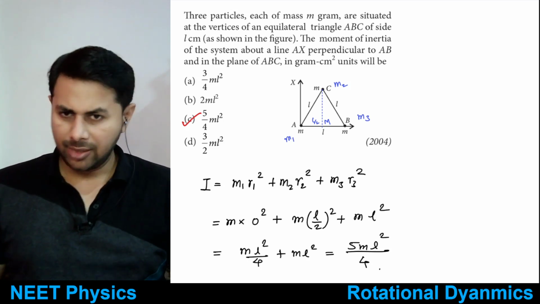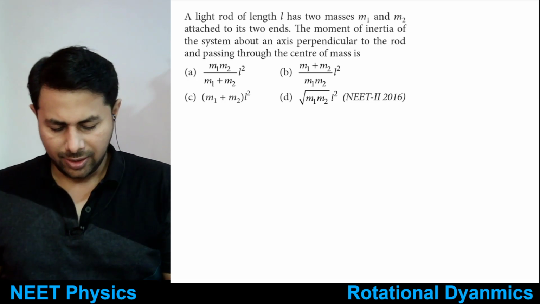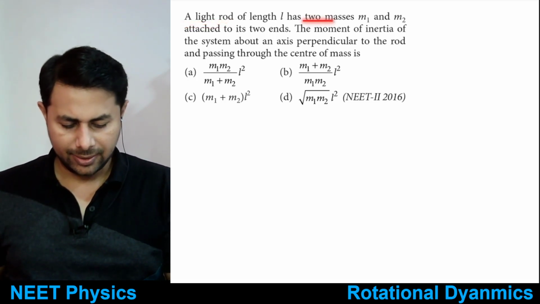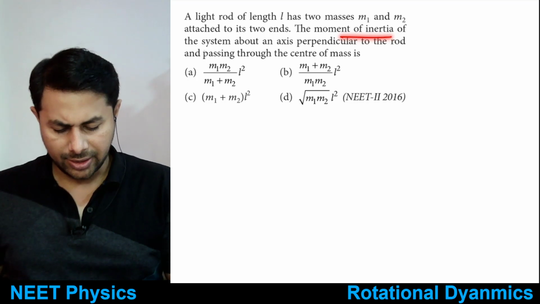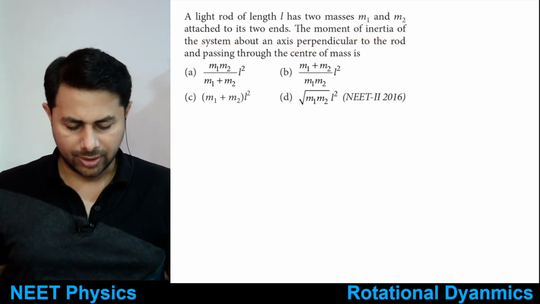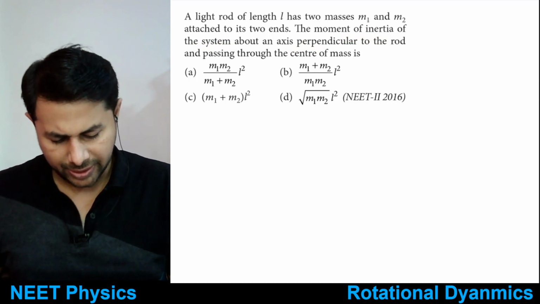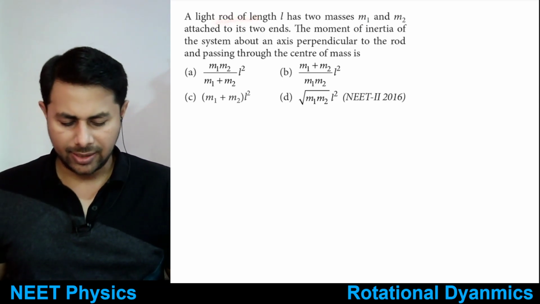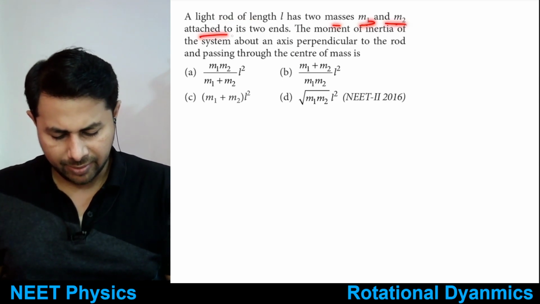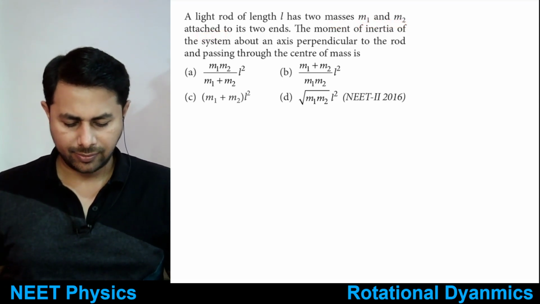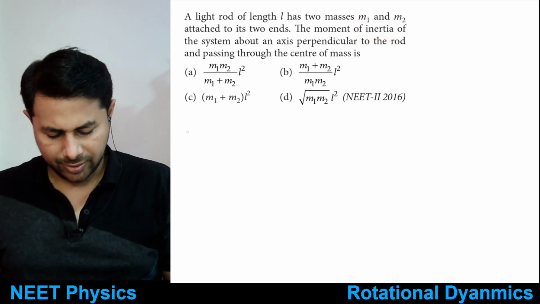Right. So these are basic questions based on basic topics. Okay, let's see the next one. A light rod of length L has two masses m1 and m2 attached to its two ends. The moment of inertia of the system about an axis perpendicular to the rod and passing through the center of mass is... Okay, so you have a light rod of length L, so the rod is massless, and two masses m1 and m2 are attached to its two ends. Then the moment of inertia of this system is, this is the question.